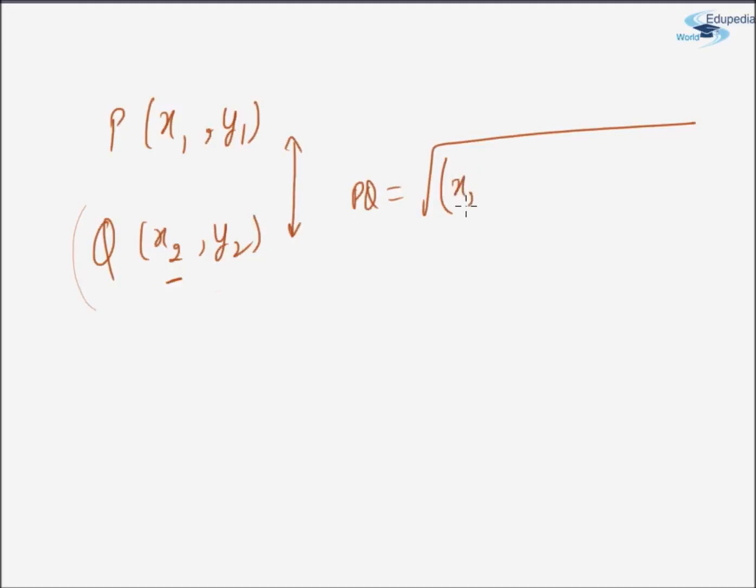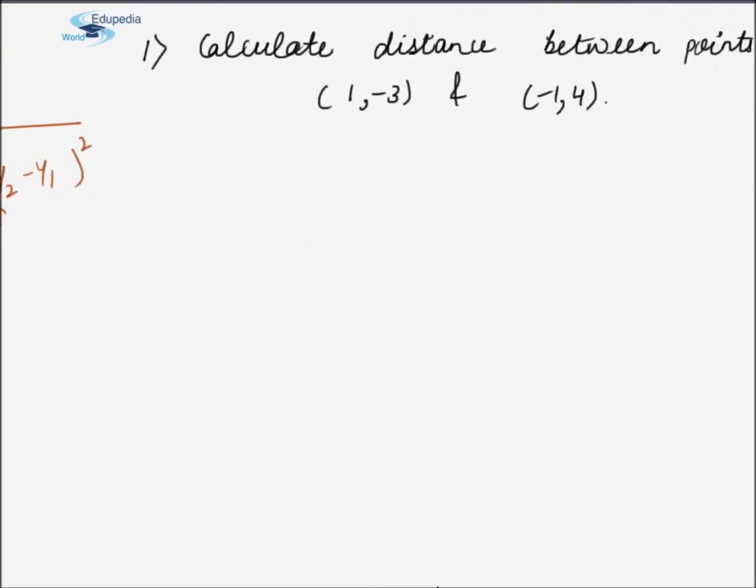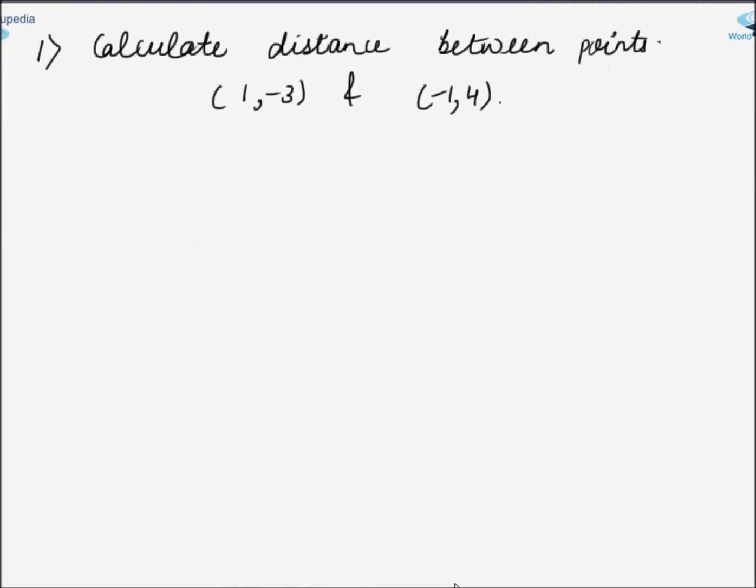second point, subtract the x coordinate of the first point from it, square this term, and similarly write the y coordinate of the second point, subtract the y coordinate of the first point, square it, and then add these two terms, and then take under root of this whole term, which will give us the distance between the two points. So let us have some questions on this distance formula.